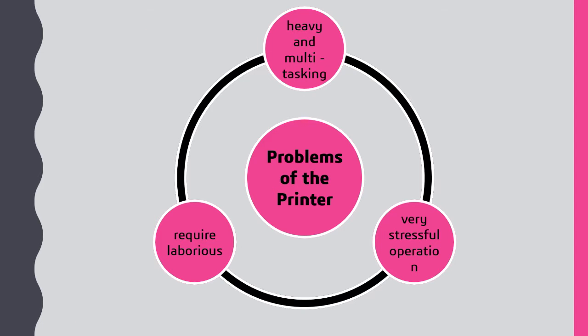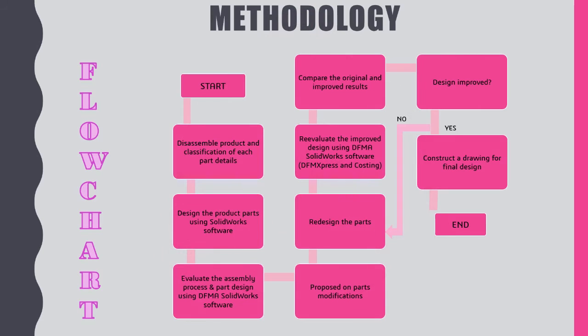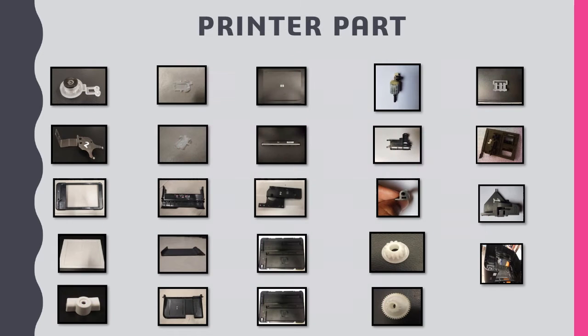Usually, the problems that we encounter with a printer, heavy and multitasking, are laborious and very stressful operations. This is the methodology. This is the flowchart for the whole process. Next is the printer part. This is the part of the printer that has been disassembled from the actual product.